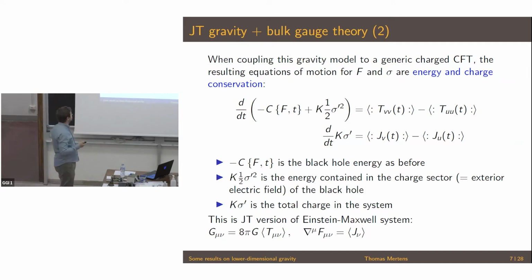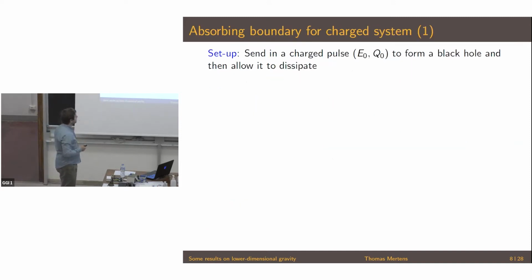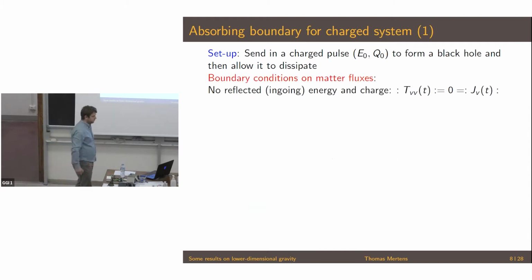charged quantum matter, charged CFT quantum matter. Okay, so now let's try to do our same setup. We send in a pulse, in this case a charge pulse with an energy E0 and a charge Q0 to form a black hole and then allow it to dissipate by implementing absorbing boundary conditions.